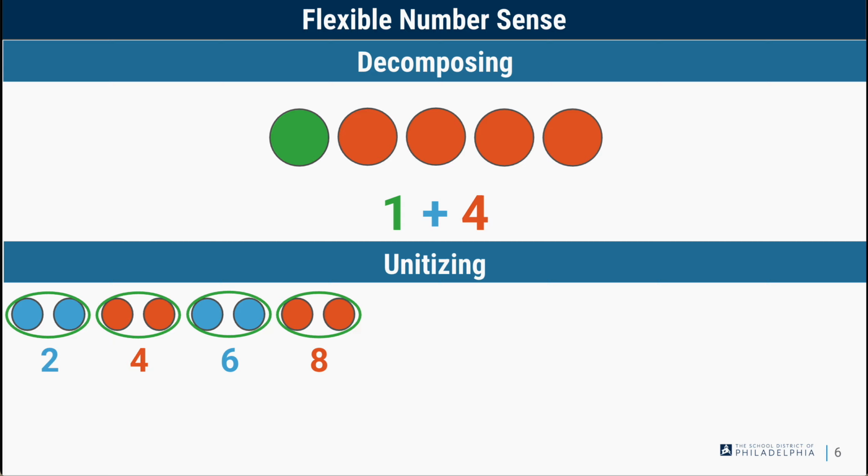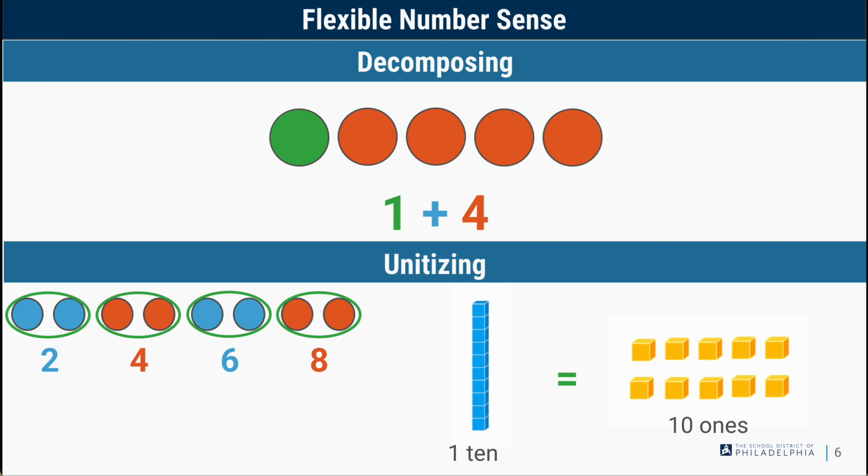Unitizing is also important as students in 1st and 2nd grade develop their base 10 understanding. When we see 110, we want them to see that as 1 individual group, but also know that that is the same as 10 individual ones.